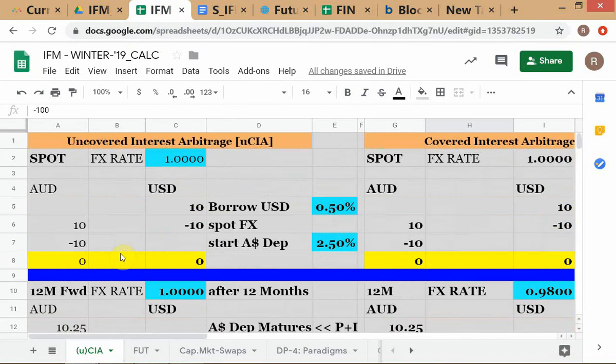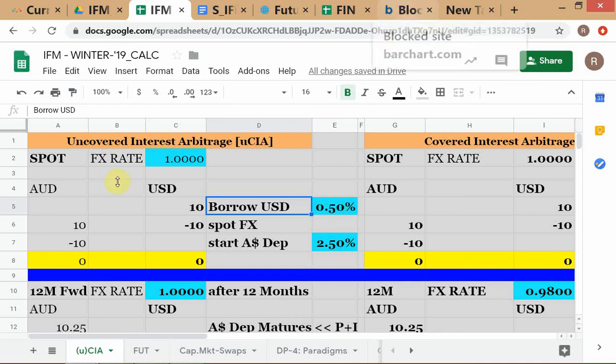If you see the top part here, this is an uncovered interest rate arbitrage, where you borrow, in this case, let's say USD. If the USD interest rates are low, you borrow at 0.5% in US dollars. When you borrow, you get some dollars in your hand, a positive inflow when the loan is disbursed. Then you sell those dollars in the spot FX market and buy Aussie. Then the Aussie interest rates are 2.5%.